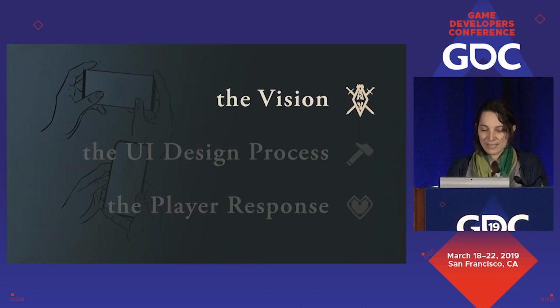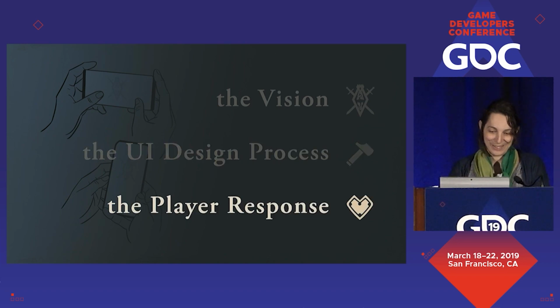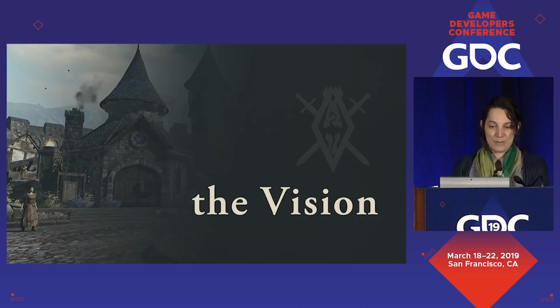Today we'll dig a little deeper into the vision that led us to choose dual orientation support. Then we'll look at the UI design process and how we made it happen. And finally, we'll analyze the player response we have so far, considering we're still in early access, closed beta actually. But it's still interesting to look at today. So, we're building an Elder Scrolls game on mobile.